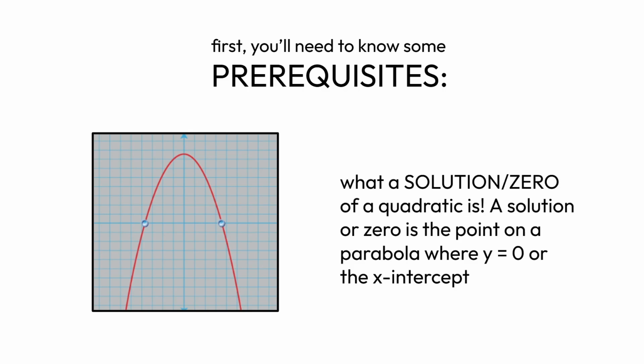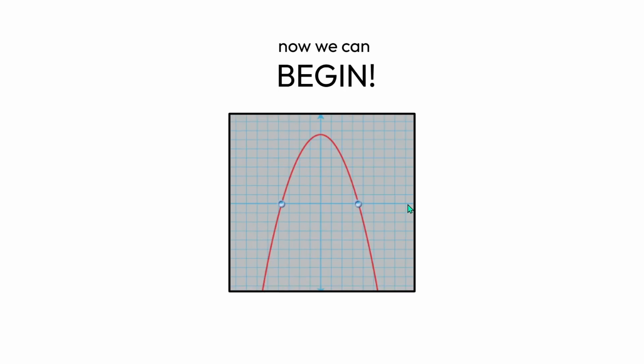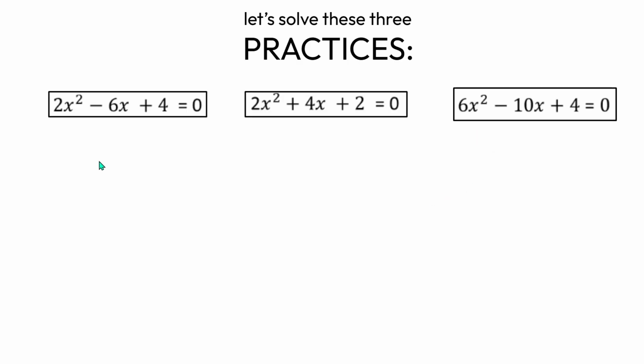On top of this, you'll need to know what a solution or zero of a quadratic is. A solution or zero is the point on a parabola where y equals 0, or the x-intercept. So here, on this parabola, it's this point or this point. Now, we can begin. Let's solve these quadratic practices.